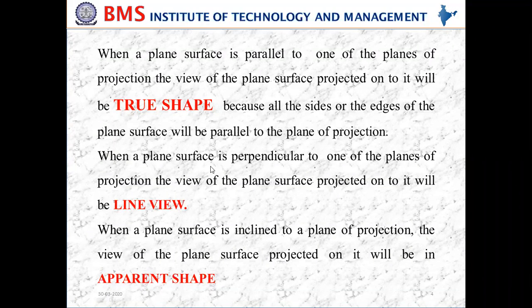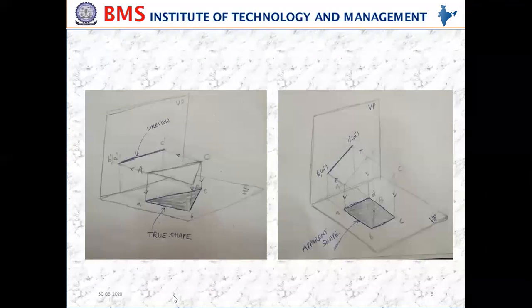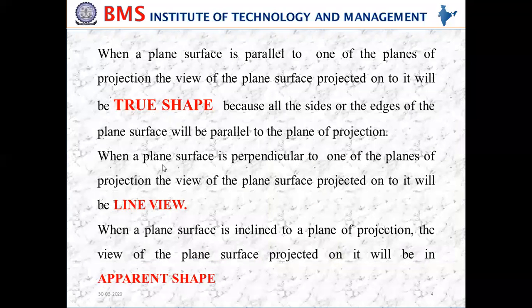Similarly, when the plane surface is perpendicular to one of the planes of projection, see here, if this triangular lamina is perpendicular to the VP and parallel to the HP, then we are going to get a line view. That's what the second statement says. When a plane surface is perpendicular to one of the planes of projection, the view of the plane surface projected onto it will be the line view.